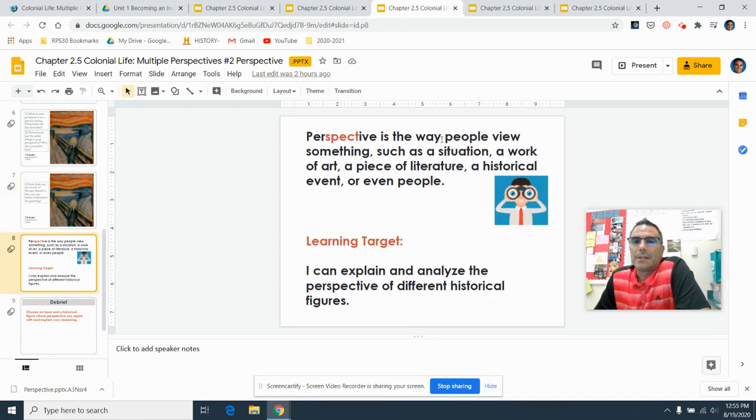So perspective is the way people view something, such as a situation, a work of art, a piece of literature, a historical event, or even people. The learning target: I can explain and analyze the perspectives of different historical figures.